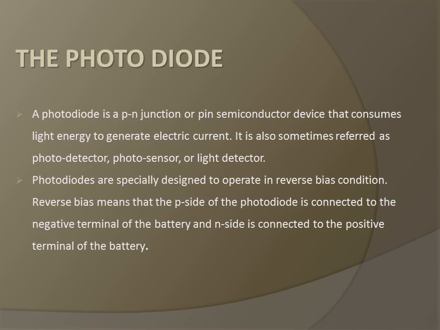The next one is the photodiode. As the name suggests, photo means light. It is a PN junction diode that consumes light energy to generate electric current. It is sometimes referred to as a photodetector, sensor, or light detector. It is designed to work in reverse bias condition. Reverse bias means the P side of the photodiode is connected to the negative terminal, and the N side, obviously, is connected to the positive terminal of the battery.